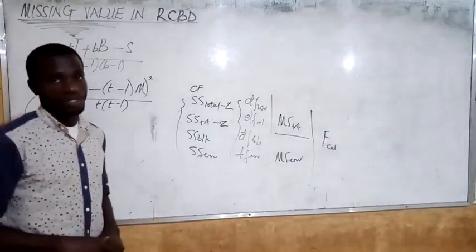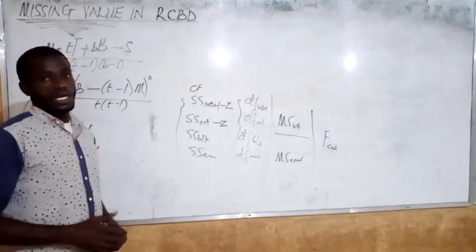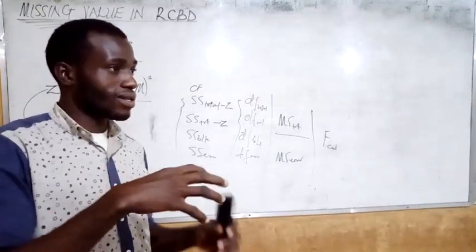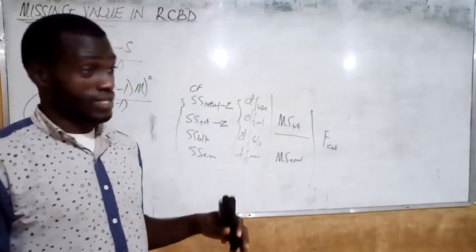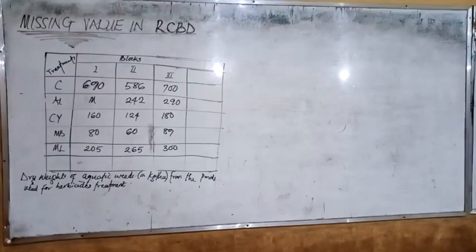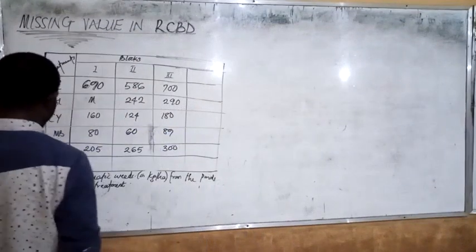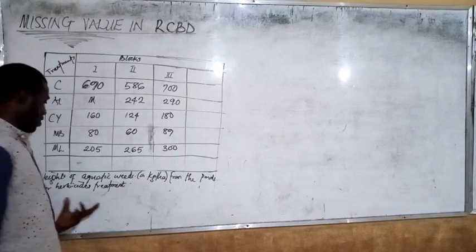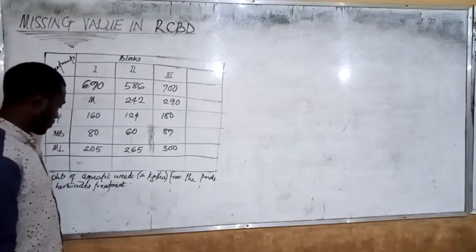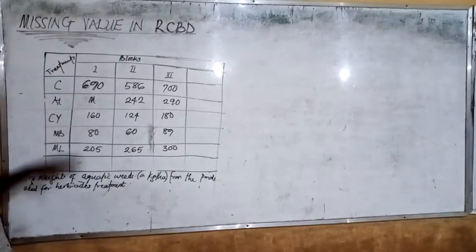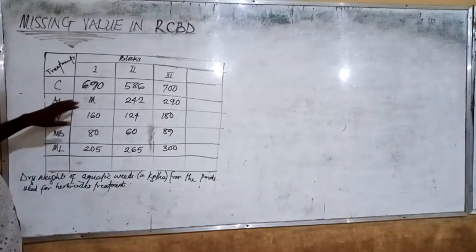Now let's take a question from our question archive, or whatever it's called. Let us now answer this question. The question is about the dry weight of aquatic weed in kilogram per hectare from the ponds used for herbicide experiments. So these are the herbicides, which are the treatments, and then the blocks.